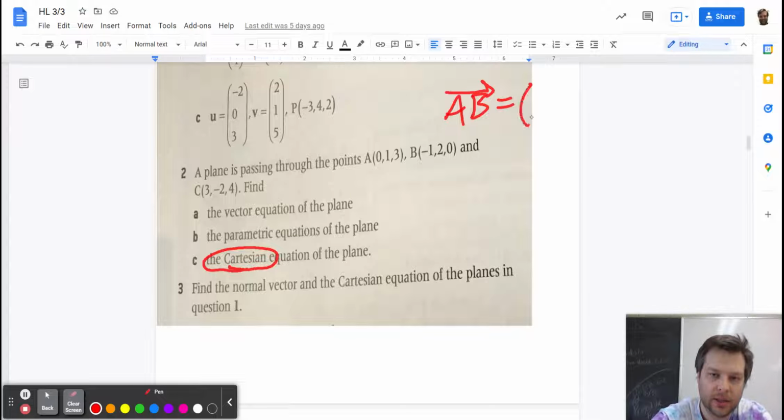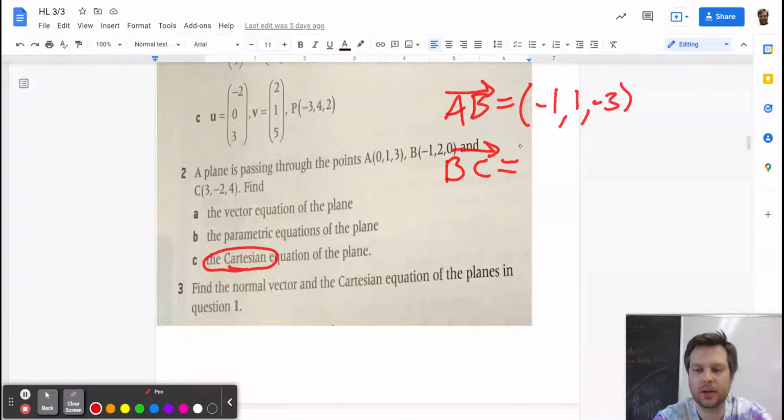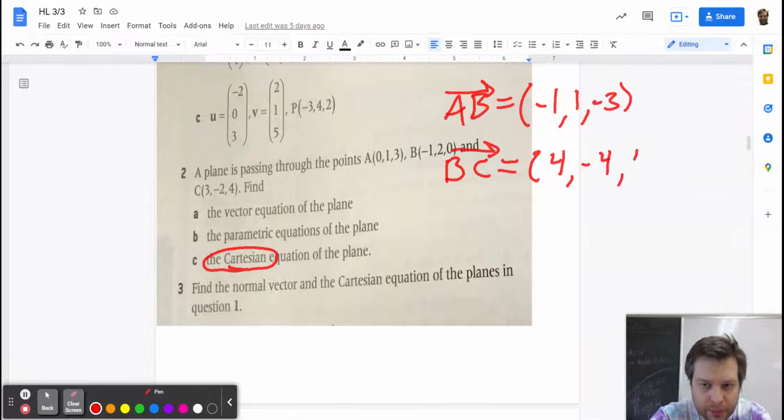So vector AB is going to go down 1, up 1, down 3. Vector BC, or I guess I could do AC, it doesn't really matter, as long as you're utilizing all three coordinates, you'll get the same plane. So what does BC do? Goes up by 4, goes down by 4, goes up by 4.